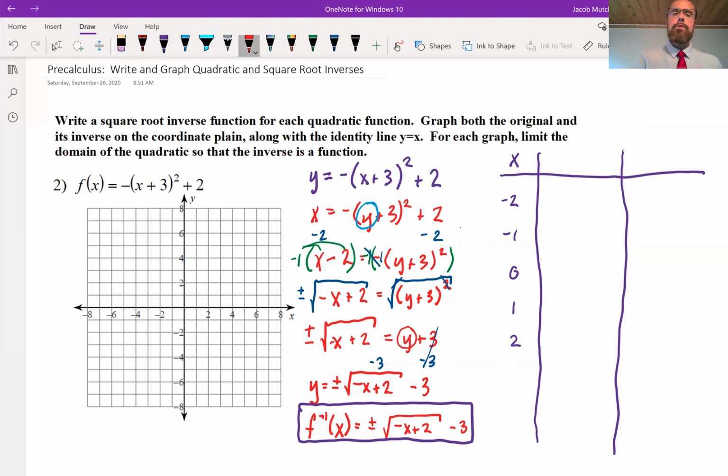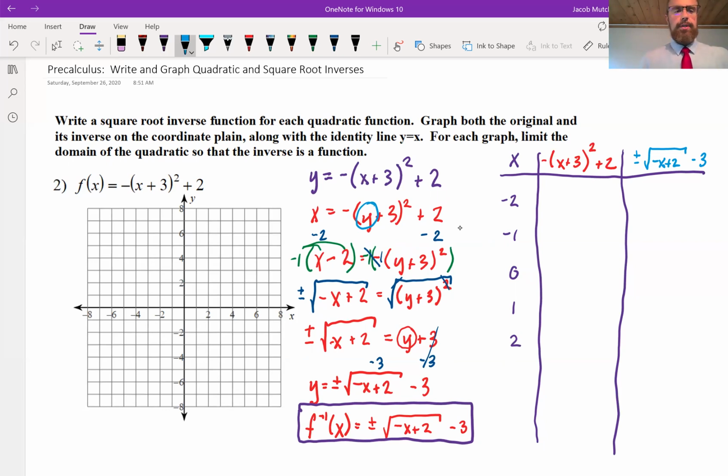We do choose those domain values. So our first output column here, I'm going to put the original. So negative parentheses x plus 3 squared plus 2. And then in our far right column, I'll put the inverse, which is plus or minus square root negative x plus 2 minus 3.